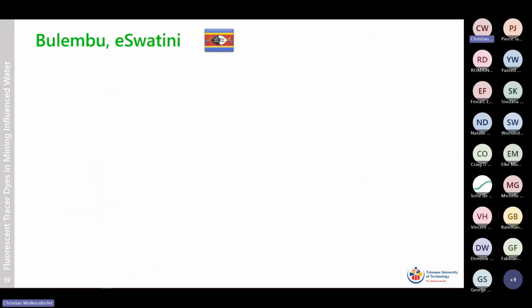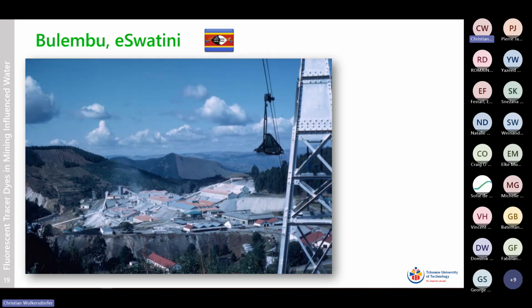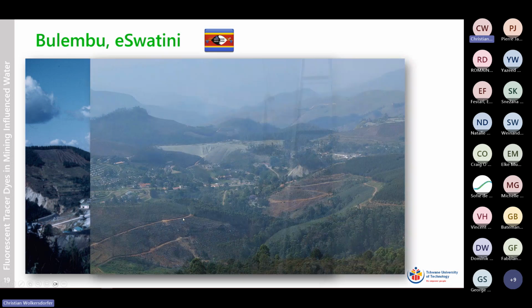Now the last example, that's Bulembo in Eswatini, and that is an abandoned asbestos mine at one stage, and that's a photograph from the 1980s. It was the 4th largest asbestos mine in the world. Here you can see the open pit where they started to mine the asbestos, and then they mined underground to a depth of roughly 1,000 meters. And here was the plant where they separated, cleaned, and packed the asbestos. Last year it looked like that.